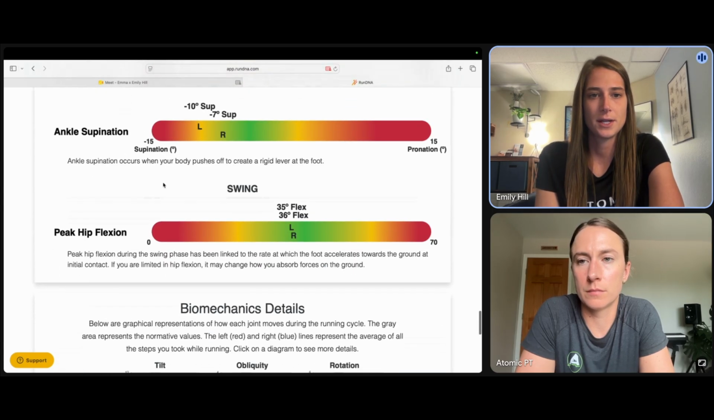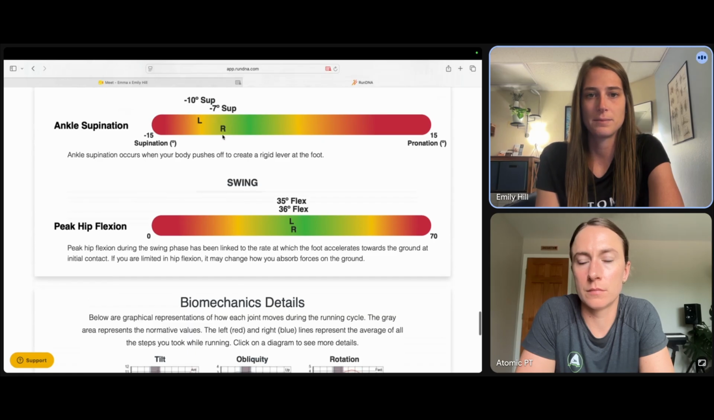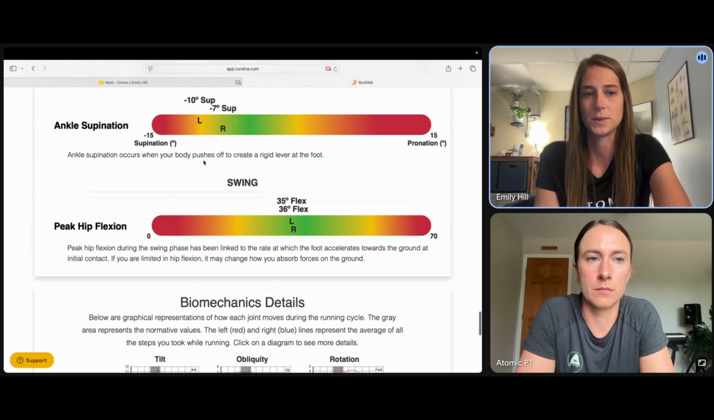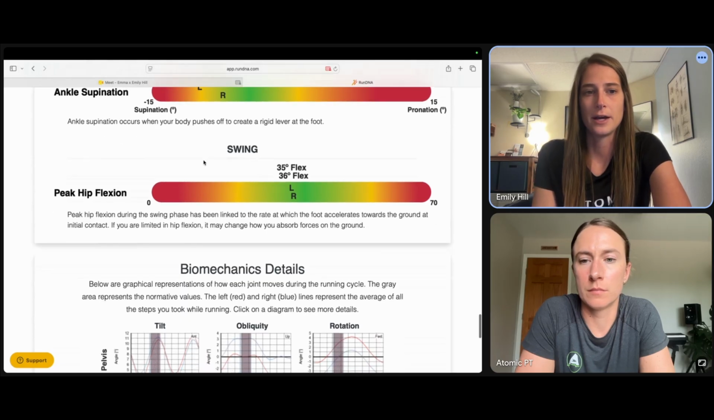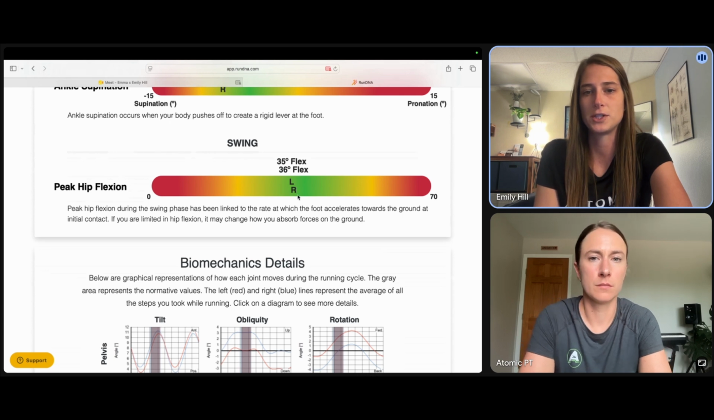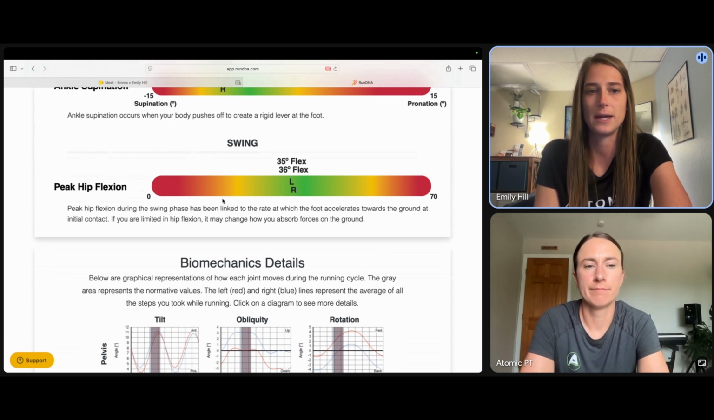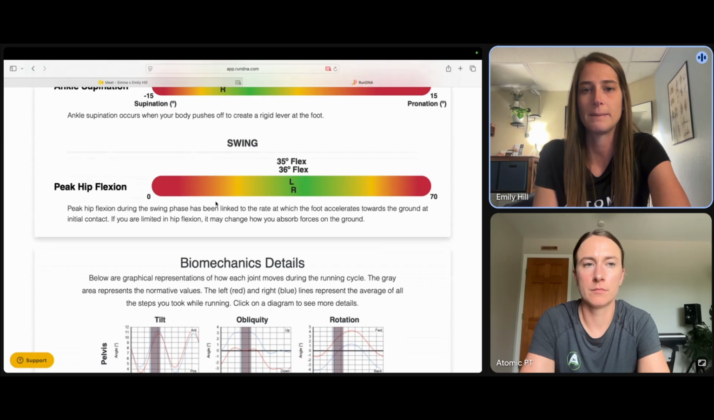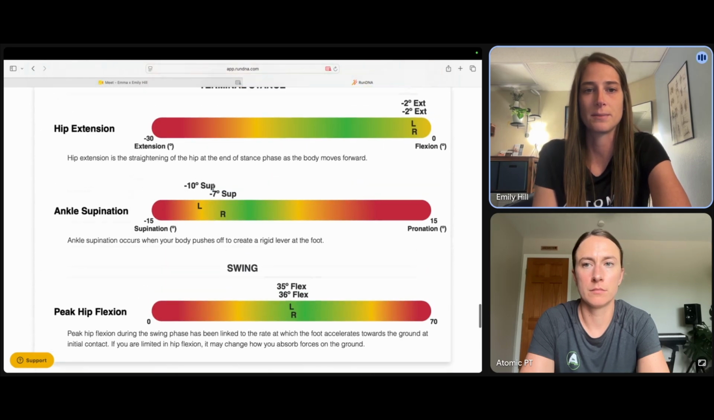Okay, supination, that looks okay. This isn't something I'd be so concerned with for the right side. I'm more concerned about that pronation, which we looked at earlier. And then swing phase, just noting the peak hip flexion here. She's in a good range there. So hips are moving well forward, but maybe could use some help with getting back behind her for that extension.